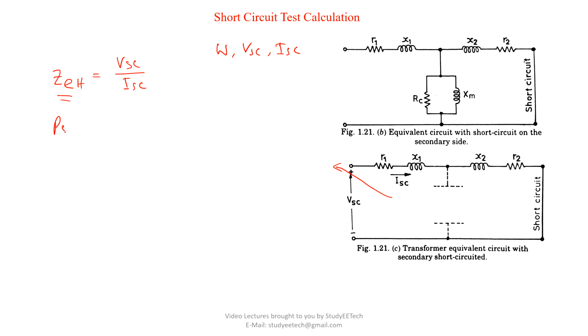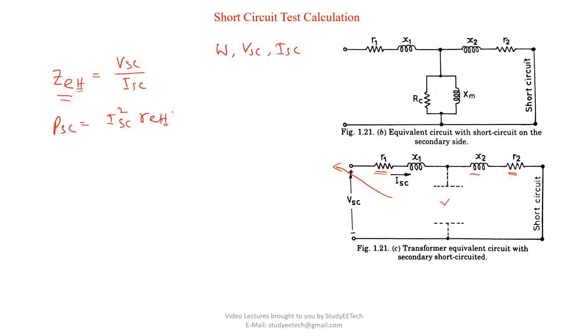I square R, PSC. As you know, in the resistance part, here and here, there will be the I square R loss, and no current is flowing here, so I square R. So we can say ISC square into R_EH. If you are getting confused about Z_EH and R_EH, it is the impedance referred to the high voltage side.